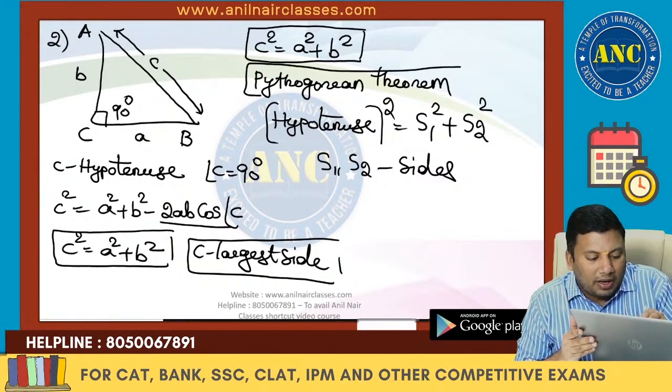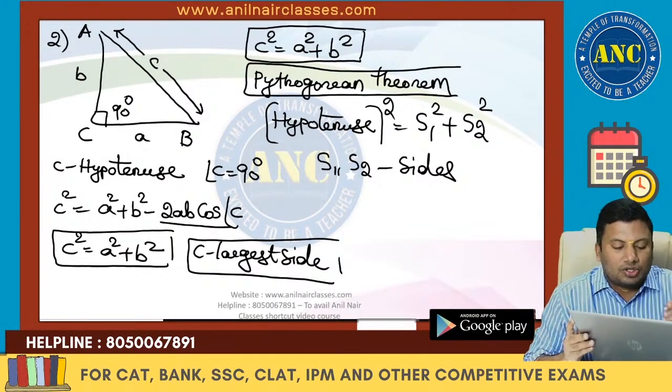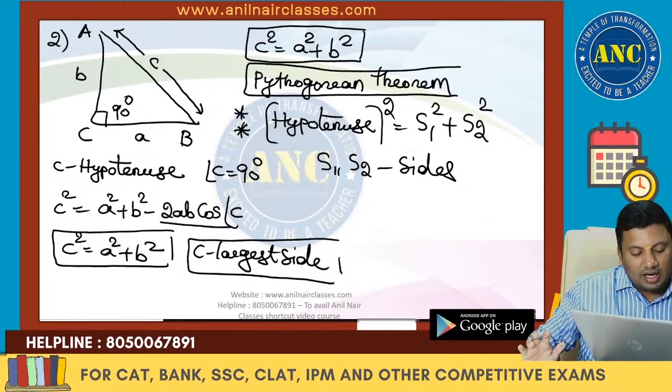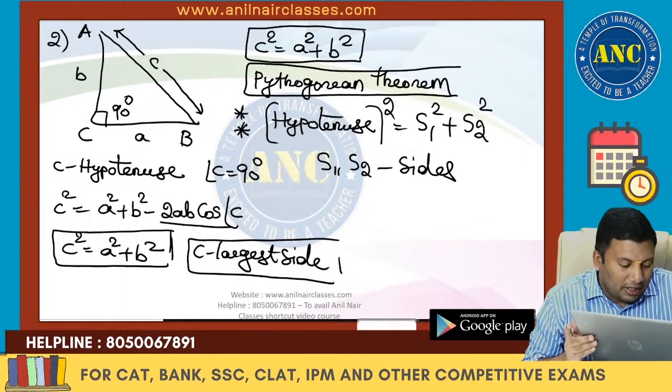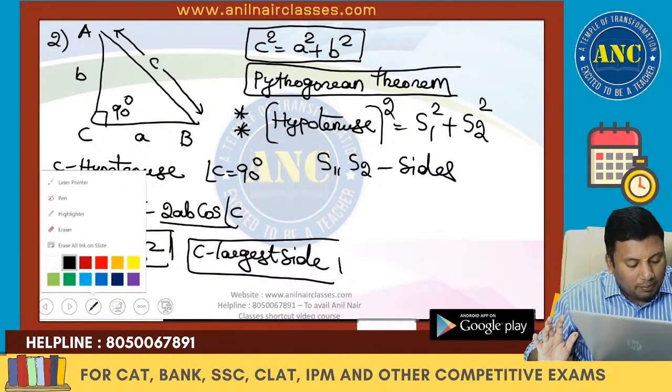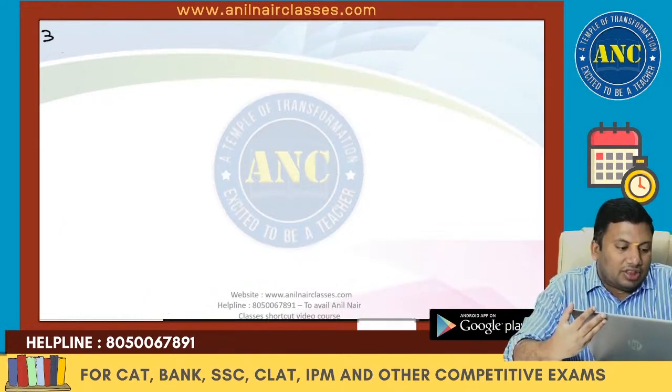Pythagorean theorem: hypotenuse squared is equivalent to S1 squared plus S2 squared, where S1 and S2 are the other two sides. I hope it is clear why you got C squared equivalent to A squared plus B squared. Third point, Pythagorean triplets. Everything I am going to use in the 4 sessions.